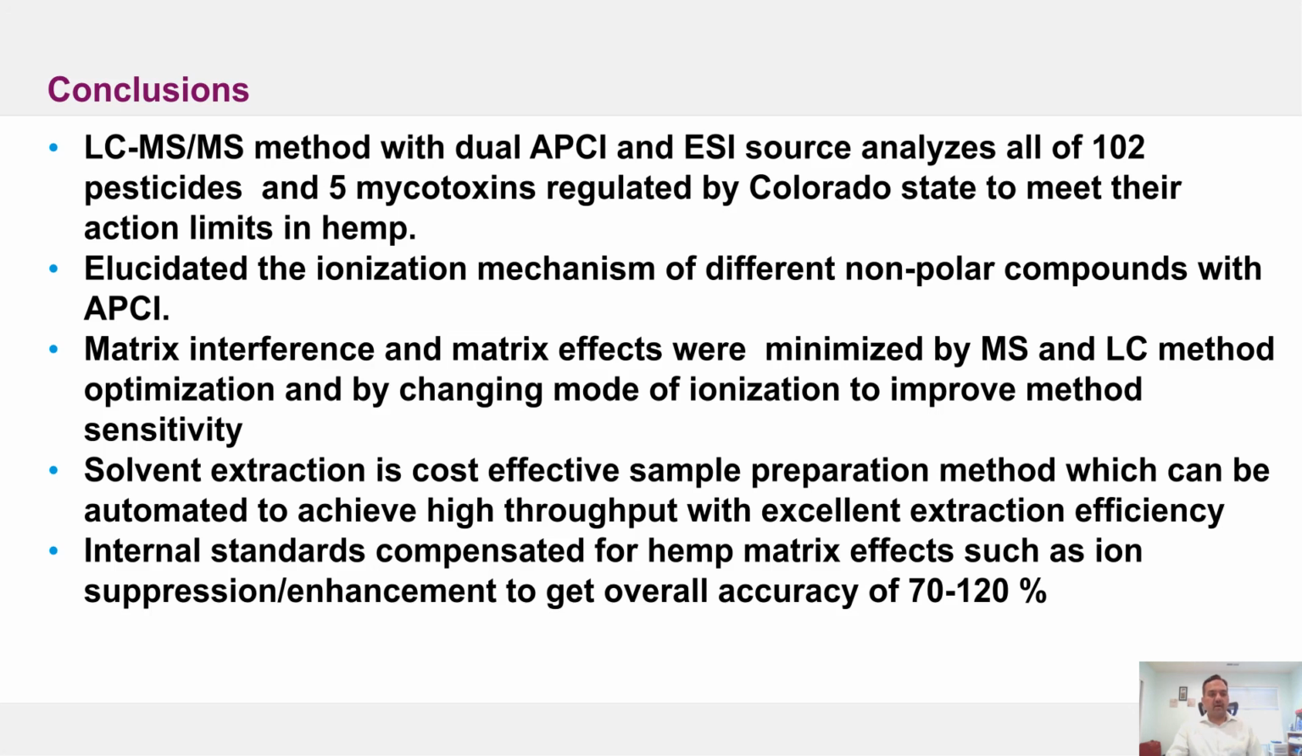Solvent extraction is a cost-effective sample preparation method which can be automated using our Janus G3 system to achieve high throughput and with excellent extraction efficiency. We added a number of internal standards in our method, which are provided as a part of a PerkinElmer reagent kit, to compensate for hemp matrix effects such as ion suppression and enhancement, to get overall accuracy in the range of 70 to 120%.